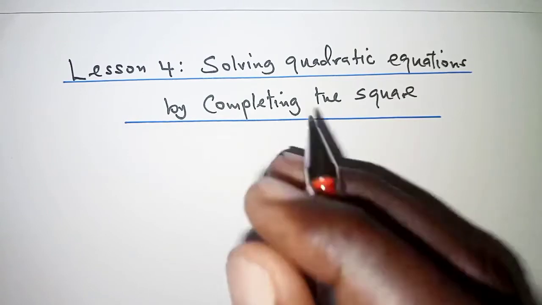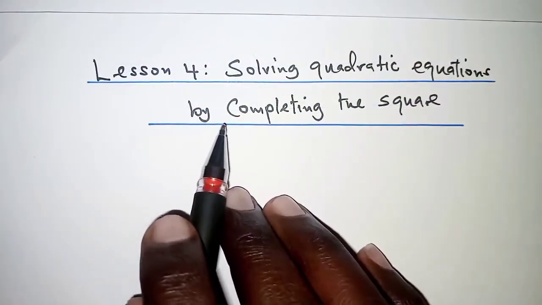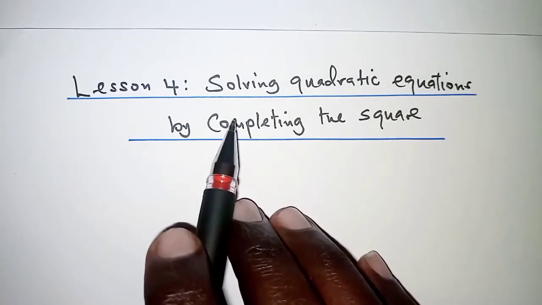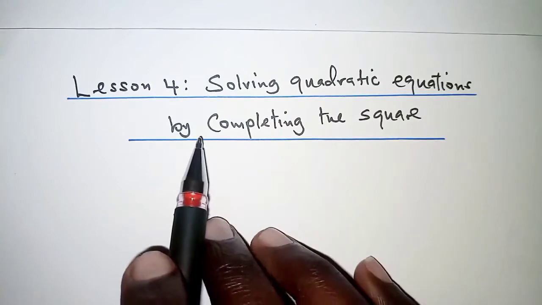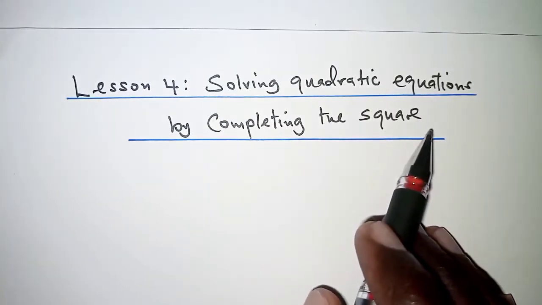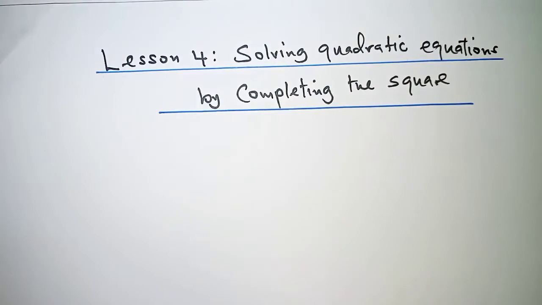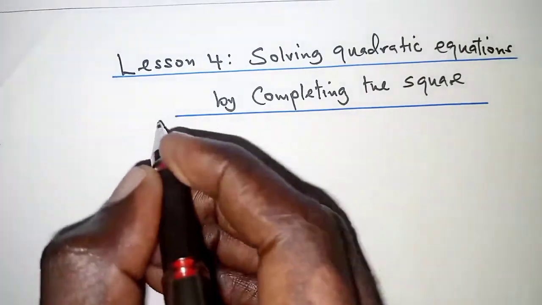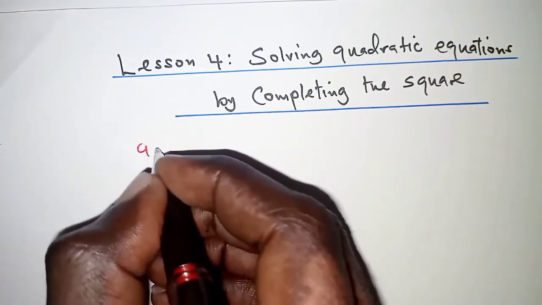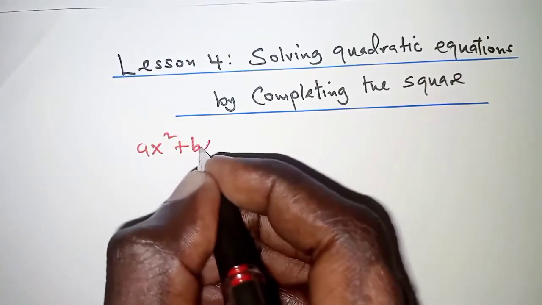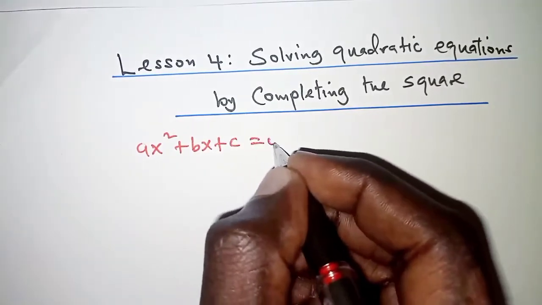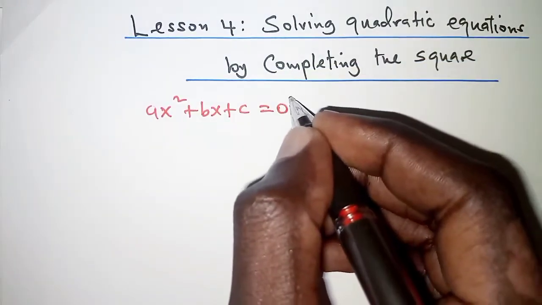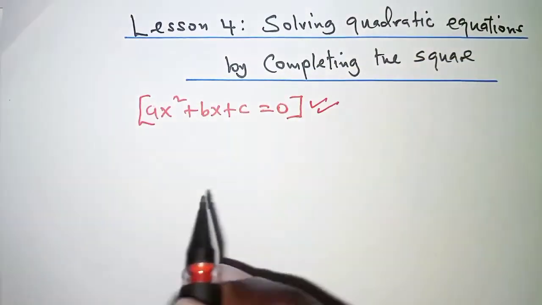Let's see what we have here. Now in our previous lesson we learned how to complete the square, and in this lesson we are going to learn how to solve quadratic equations by completing the square method. Well, let's begin by explaining what we mean by quadratic equations. Quadratic equations are equations in the form ax squared plus bx plus c is equal to 0. In this lesson, I will take you through the procedure that is involved in solving quadratic equations.